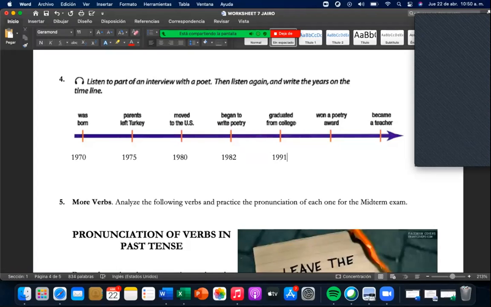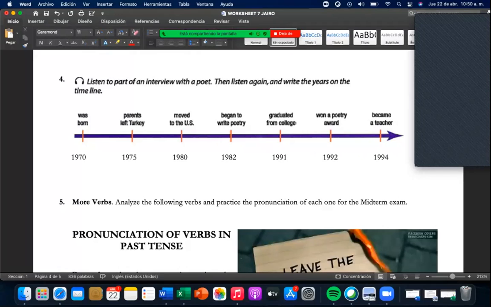Very good. And then he won a poetry award in what year? 1992. Okay, 1992. Very good. Perfect. So he graduated in 1991. Then he won a poetry award in 1992. And finally, he became a teacher in what year? 1994. 1994. Okay, very good. So guys, look, this is the timeline of a poet.